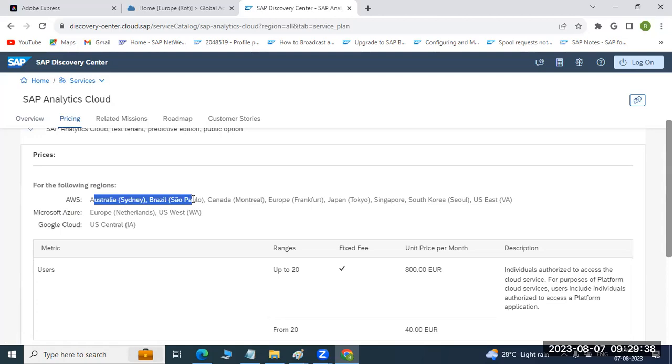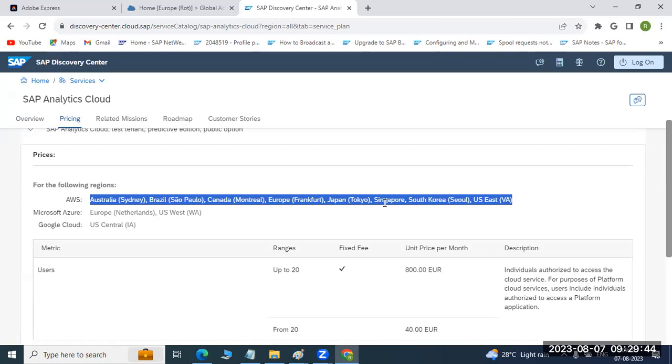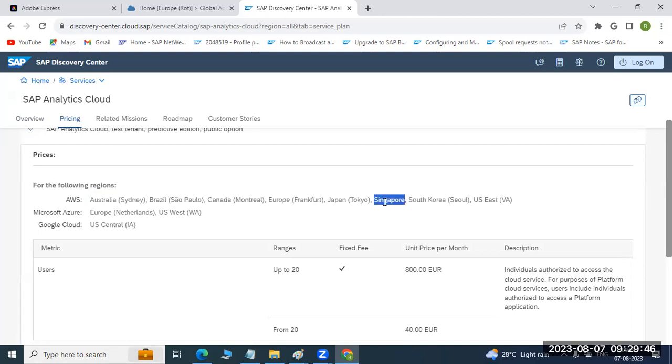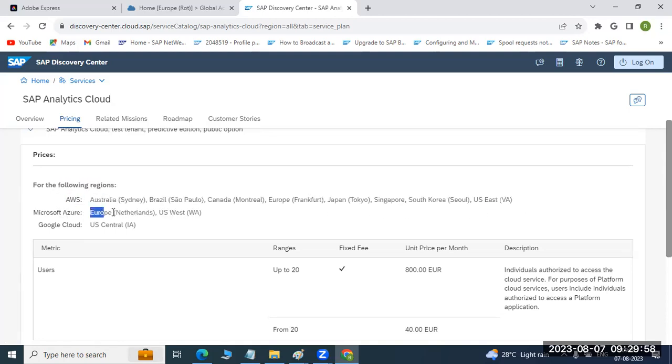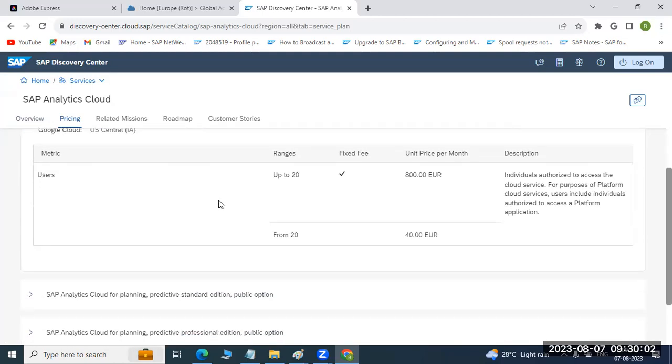In the AWS region, which regions is it available in? Sydney, Sao Paulo, many in Europe, Japan, Singapore. The data center is available in Singapore also, so we can deploy our service in the Singapore region. Wherever you want to deploy it, you can deploy it. And in Azure, only Europe and US West are available for deployment, right? So like that, we have the pricing model.